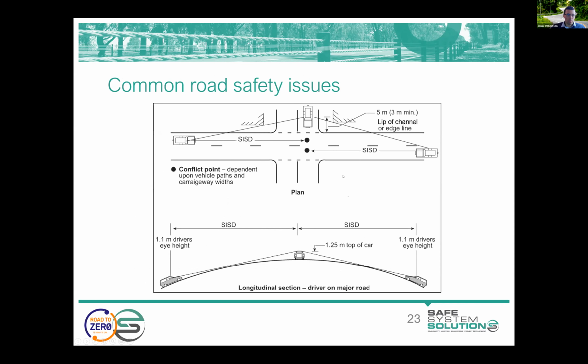Another of the sight distance requirements is SISD, and perhaps I can put the question out there to you guys. What does SISD stand for? You can probably determine from the image that it's something about intersections. So I'll give you one of the letters. Obviously, for any sight distance requirement, we need to consider it in both the horizontal and vertical planes, and hence the two views you can see there. I don't know if we have any answers coming through.